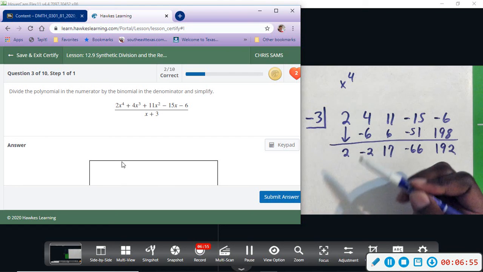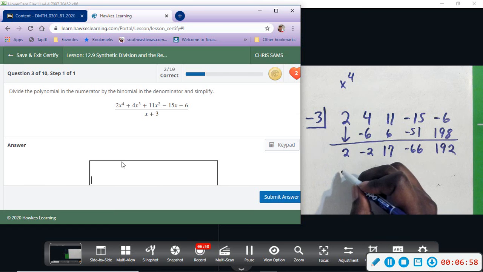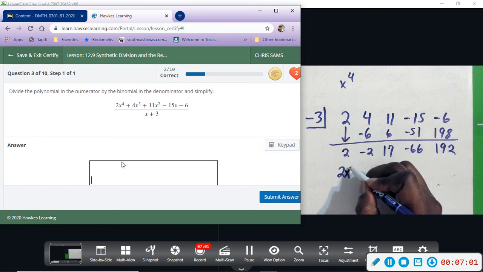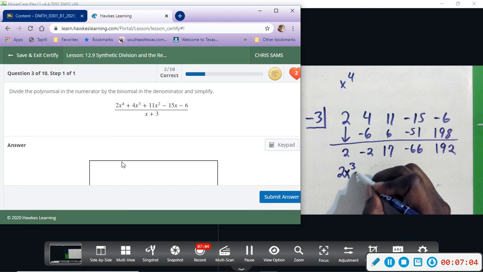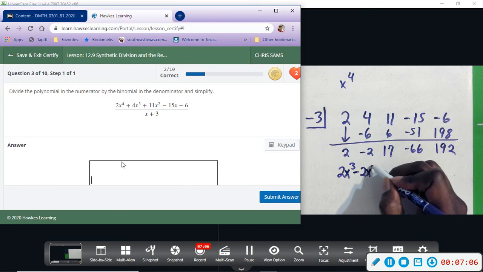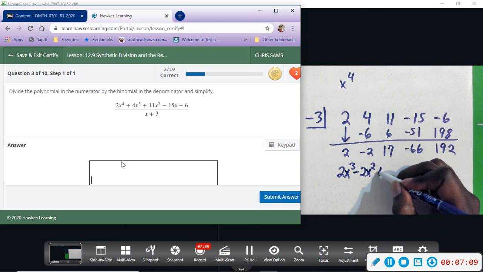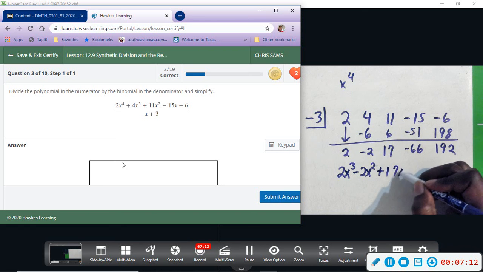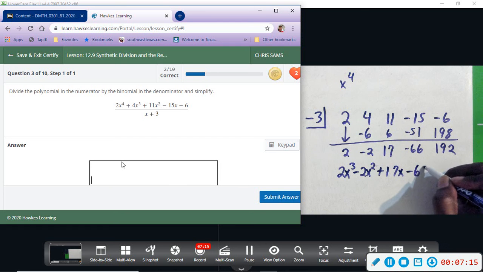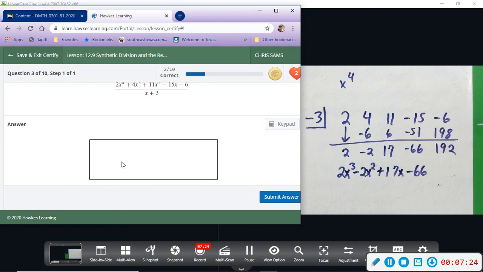So when we divided off 1, we're now going to start with the 3rd degree. So this is 2x to the 3rd. Negative, so minus 2x squared. That's positive, so plus 17x, and then minus 66. Now this time we have a remainder. Whenever you have a remainder, you put that over the original divisor, whatever was on the bottom at the beginning. So x plus 3. So I'm going to say 192 over x plus 3.